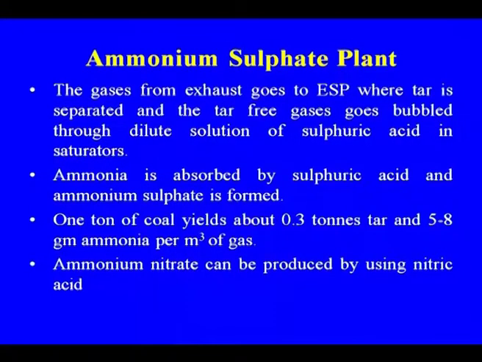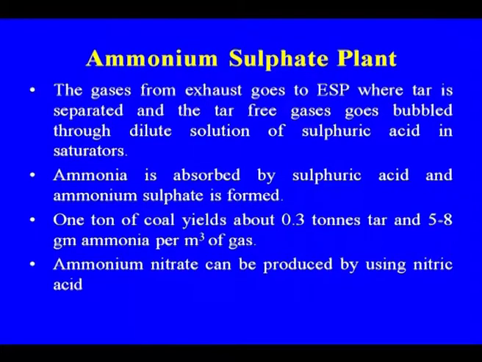Ammonium sulphate plant. After the gases from the exhaust go to the electrostatic precipitator where tar is separated, the tar-free gases go to the making of sulfuric acid, where they bubble through the dilute solution of sulfuric acid in saturators. Ammonia is absorbed by sulfuric acid and ammonium sulphate is formed.